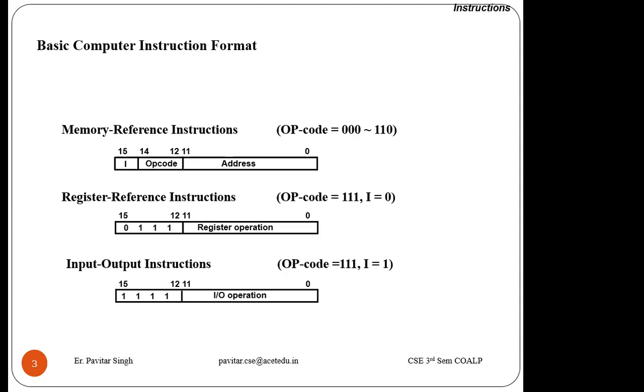Let me show you with the help of this format. In case of memory reference instruction, the bits from 0 to 11 will be your address, and bits 12, 13 and 14 will serve the purpose of OP code, and it will take the values 000 to 110. And for register reference instruction, instead of address, it will serve the purpose of register operation.